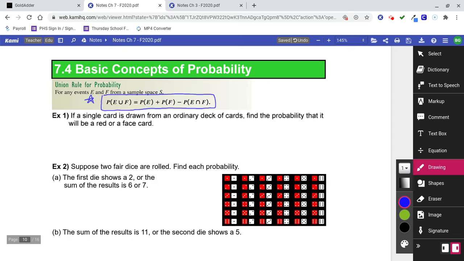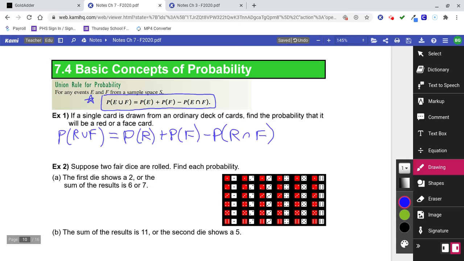Number 1 says if a single card is drawn from an ordinary deck of cards, find the probability that it will be red or a face card. So let's do this. Red or face. So probability of red or face is going to equal the single probability of red plus the single probability of face minus the opposite double probability of red and face.